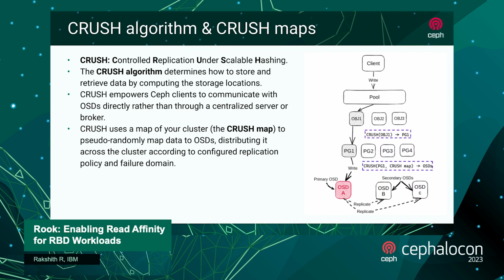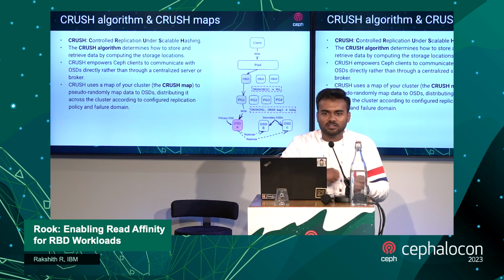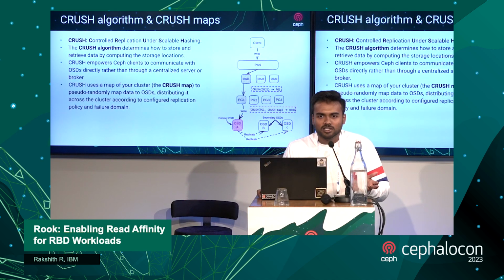Whenever a client writes the object, it is first written to the primary OSD, and the primary OSD then replicates it to the secondary OSD. This is how the write happens. The OSDs are decided based on the CRUSH map so that it adheres to the failure zones. We have each replica copy of the data in each failure zone. So we've got the CRUSH algorithm and an overview of CRUSH maps.